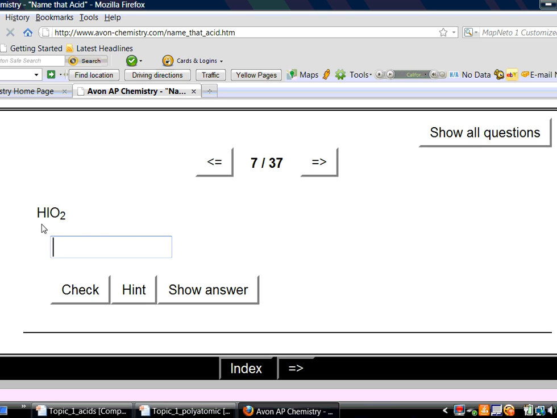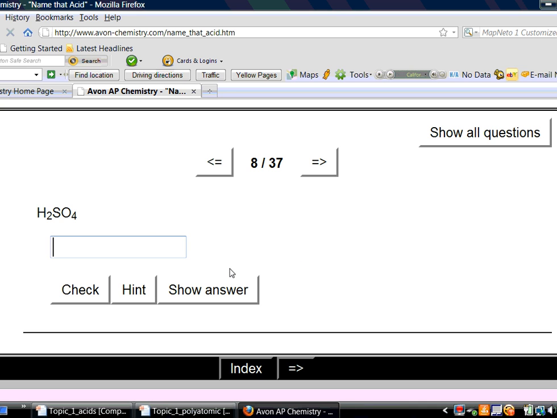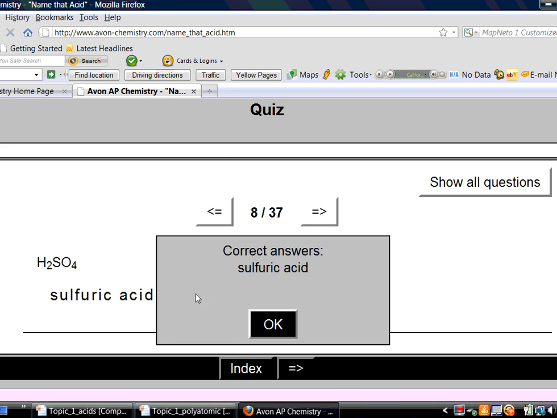Alright, take a look at this one, try to name it. Hopefully you recognize that we have one less oxygen than the IO3 polyatomic, which is known as iodate. So we have iodite. So we're going to drop the ITE and make that iodous acid. H2SO4, we have one of our 10 polyatomics. So SO4 is sulfate. Drop the ATE and make it sulfuric acid.